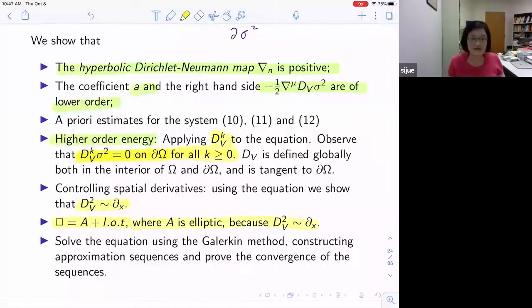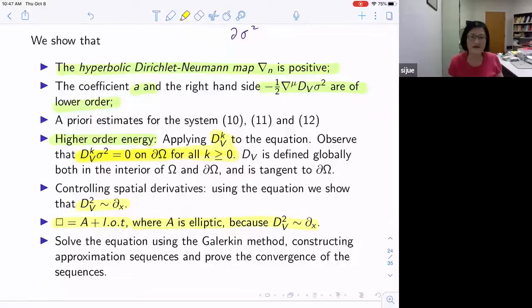So all things put together, this works very well and also suggests a very natural method of constructing the solution. So we just use the Galerkin method, discretize the equation, okay, based on some orthonormal basis, right?